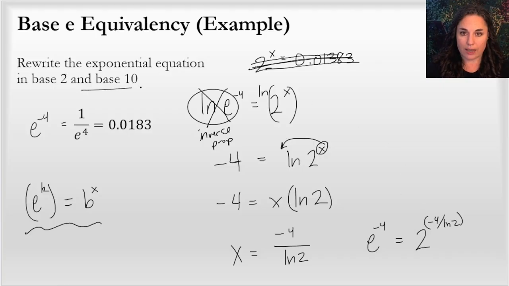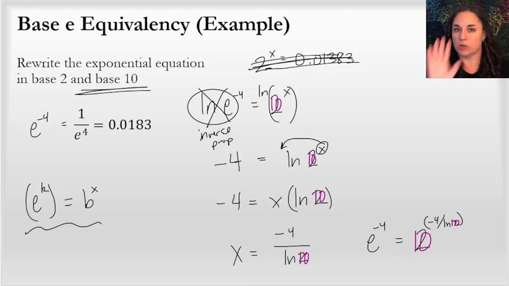It says up here, and base 10. I could play the same game where, instead of having a 2 here, I could have a 10 here. E to the negative 4th power is 10 raised to the negative 4 over natural log 10. It could be any base down there. Like I said, you could do 235. You could do any base there, you can transfer between them, or you could take any base and make it exponential.